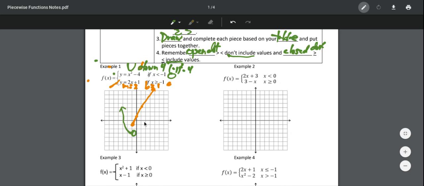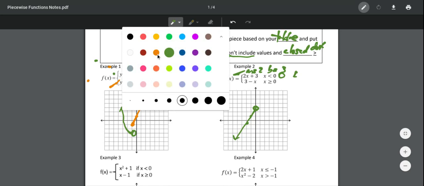And I'll show you what that looks like in Desmos. So over here, we have two lines. We have this line, which has a slope of 2 and a y-intercept of 3. It has an open circle, and it's on the left side of 0, right? Because it's less than 0. So 1, 2, 3, open circle, and it goes down to 1. And so here's what this graph looks like.